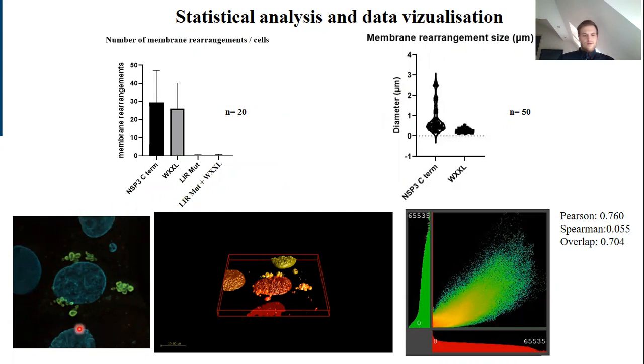What can we do with this 2D picture? If we perform slicing with our microscope, we can make a 3D visualization of these membrane rearrangements, and we can show how they are exactly built up, so how they really look. And with this method, we can perform colocalization analysis, which is really useful if you would like to show how strong your interactions are. And you can use different coefficients to show this.